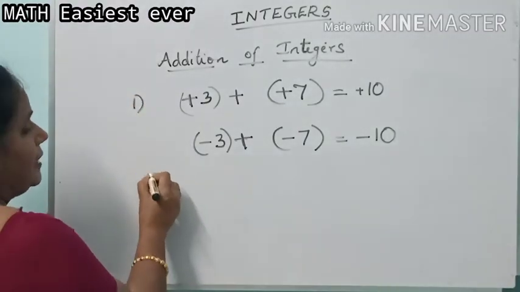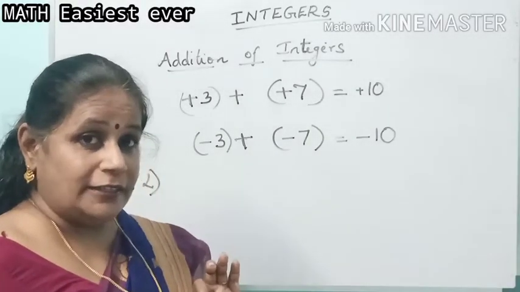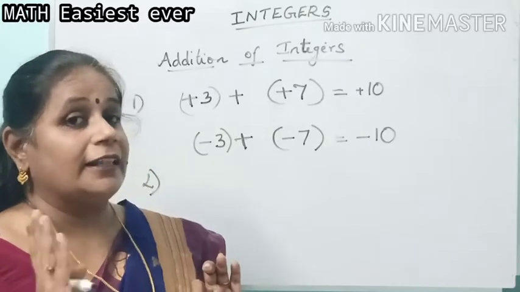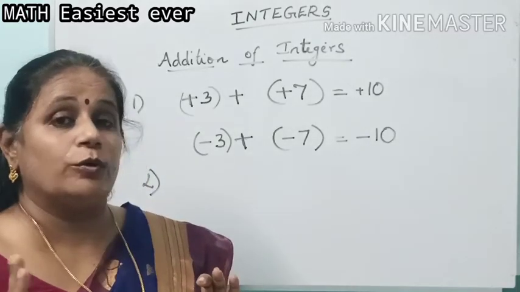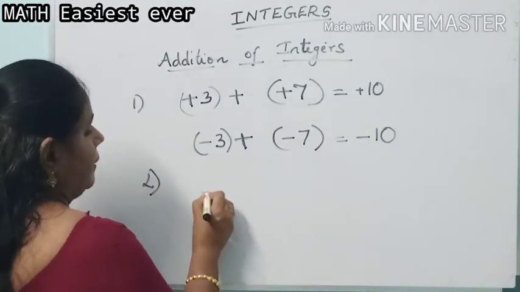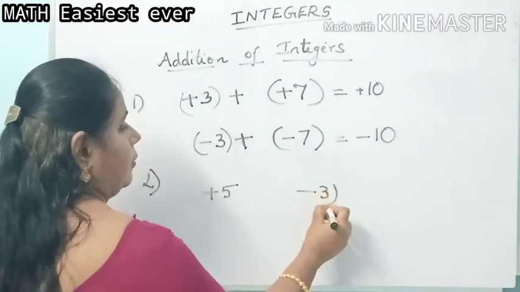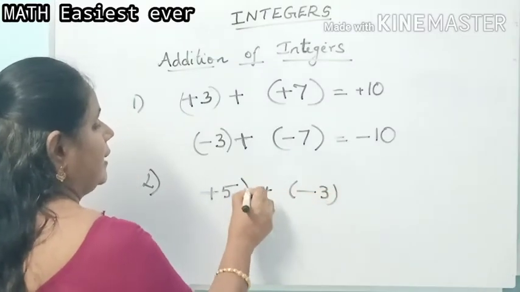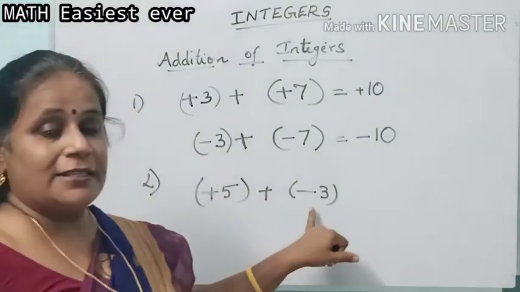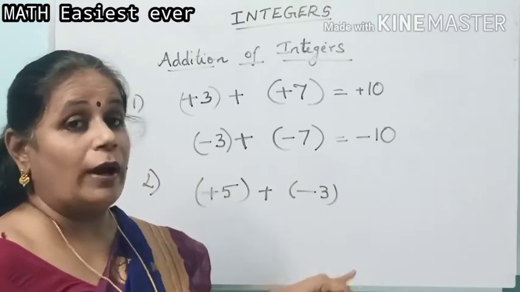Now next comes your second type. When you have integers of different signs, that is, one is a positive integer and another is a negative integer, how can we add those two integers? Let's take an example. Now I am taking plus 5 and minus 3. I am going to add these two integers: one is plus 5 and another is minus 3, a positive integer and a negative integer. How am I going to do it?